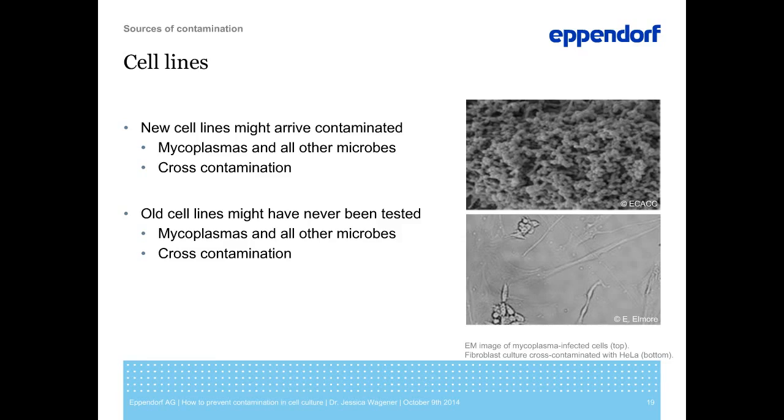The second contamination, as mentioned before, might be a cross-contamination. One number we learned about was that 15 to 30% of all cell lines used are cross-contaminated or misidentified.